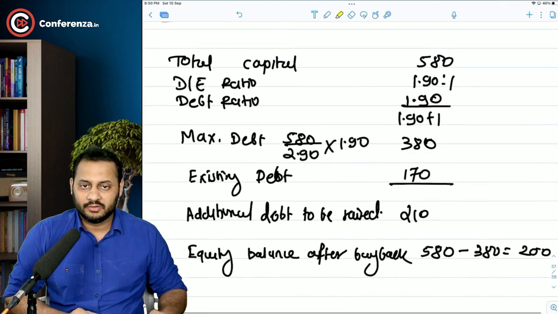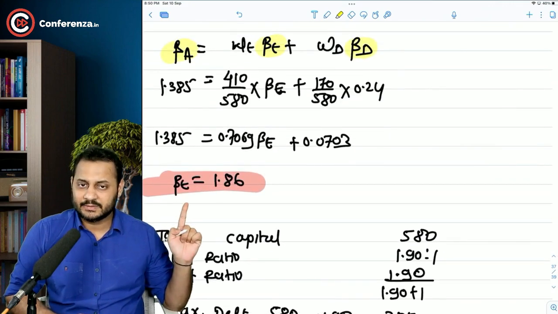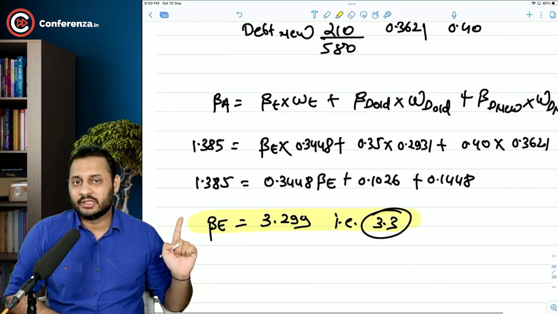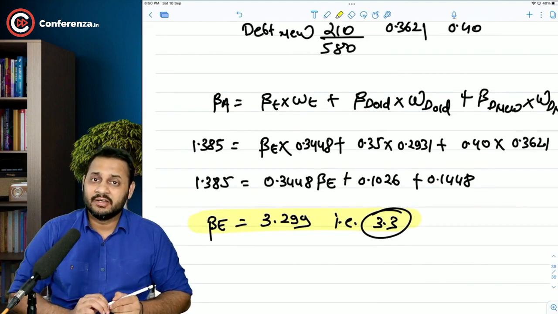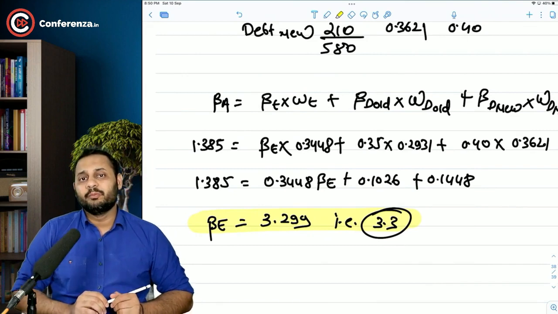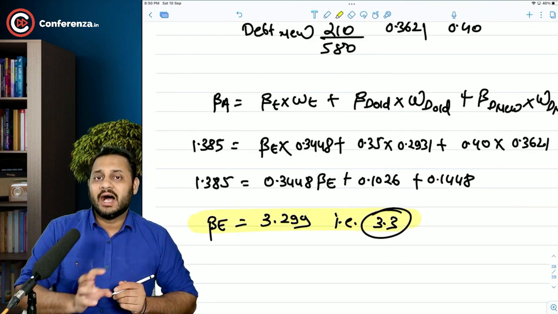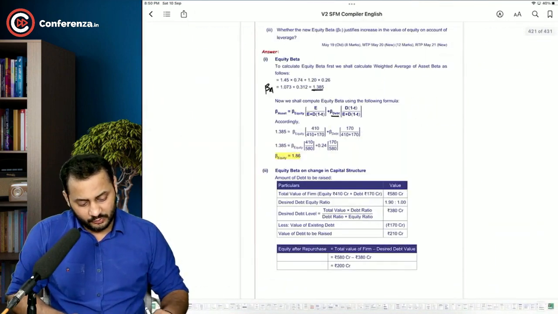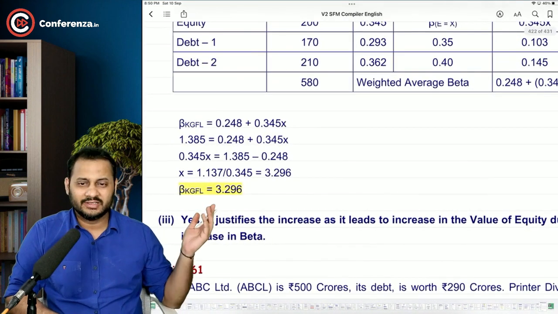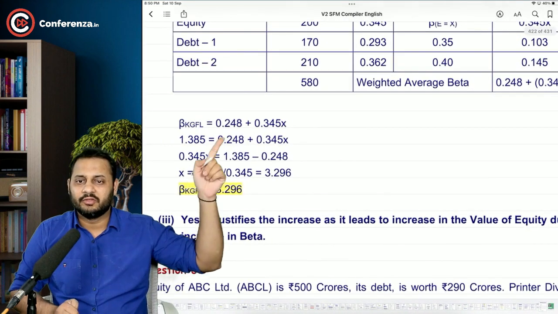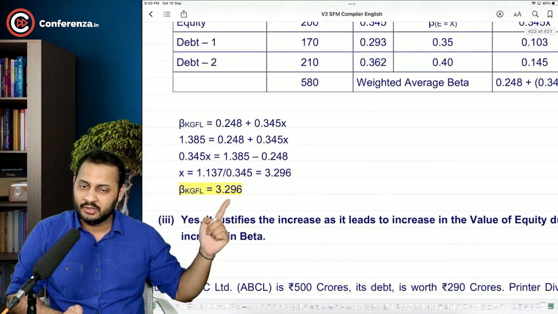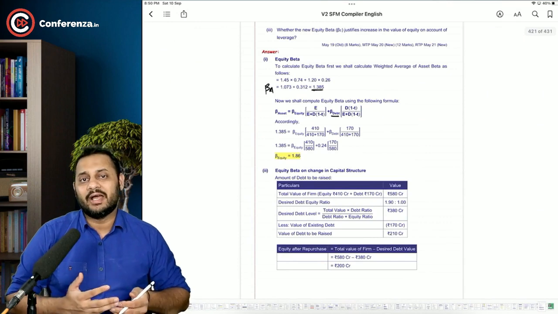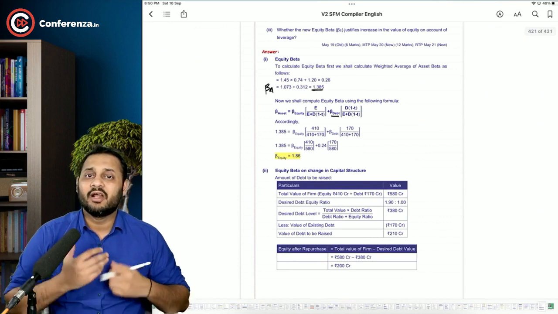Earlier it was, try to understand, 1.86. Now it has increased to 3.299 or 3.3. Why has the beta increased? Because the debt has increased in the company. Higher the debt amount in the company, higher will be the risk. If you take it in 4 digits, it will be 3.299. So higher the amount of debt in the company, higher will be the beta value of equity. That means higher will be the risk on the equity.